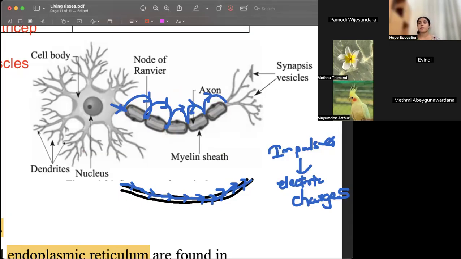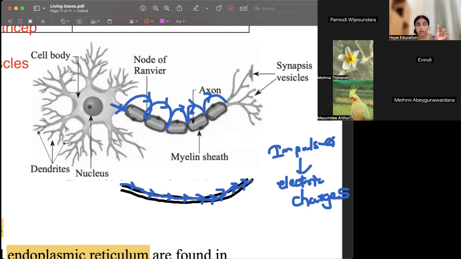myelin sheath එක තියෙන ඒකට තමයි. For that purpose. That purpose means to increase the speed of impulses. myelin sheath එක කොහොම තියෙන්නේ? myelin sheath එක තියෙනකොට electricity conduct කරන්නේ නැහැ. But myelin sheath is broken at certain points. Those points are called nodes of Ranvier.